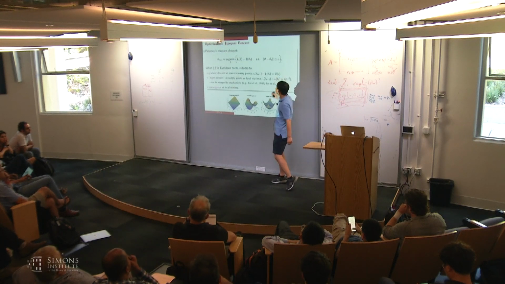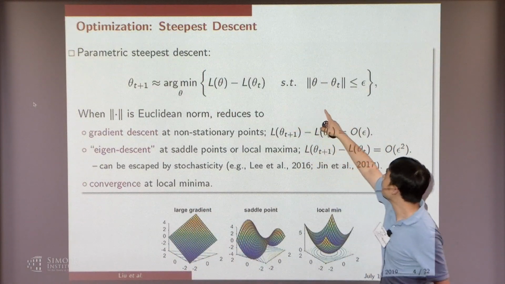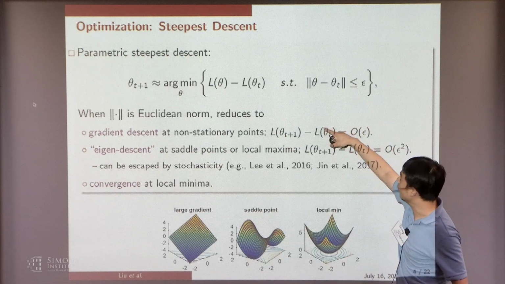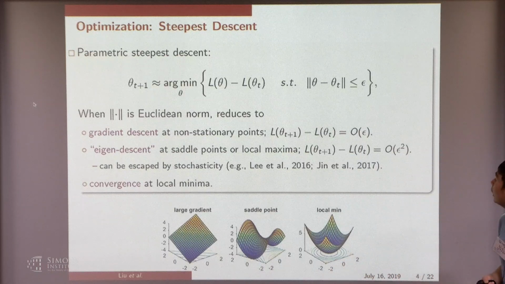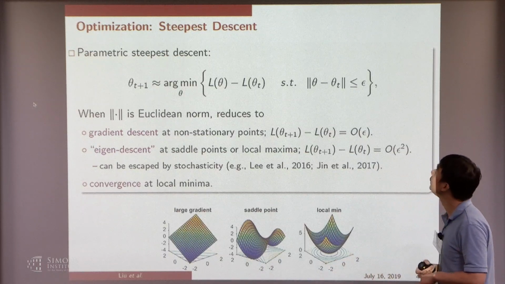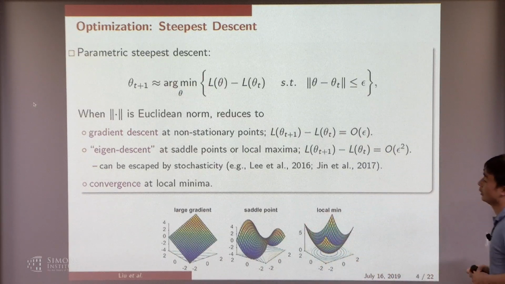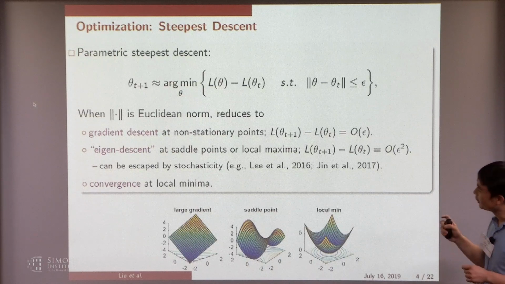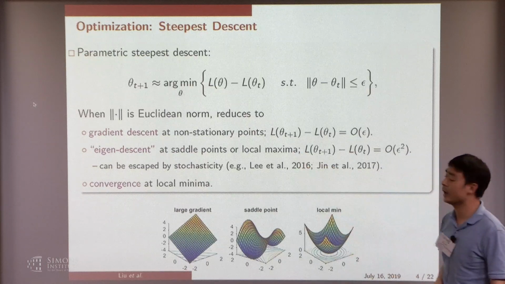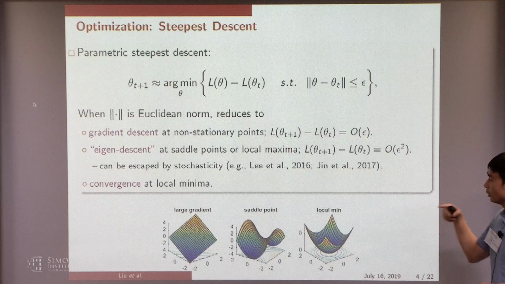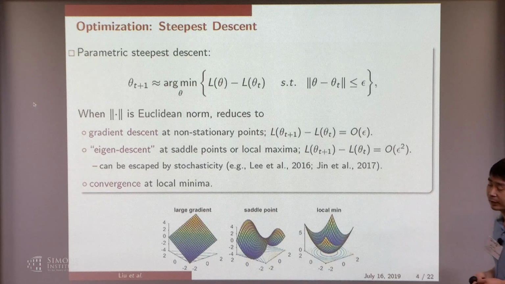Yeah. But going back to the parametric case, this is standard, right? So if we do steepest descent, which means you want to find the optimal points within a small neighborhood of your solution, then at the non-stationary points, gradient descent gives you a first order improvement, O of epsilon. And at the saddle points or the local maximum, we have this eigen descent where we follow the minimum eigen direction of the Hessian matrix, which gives us a second order descent.